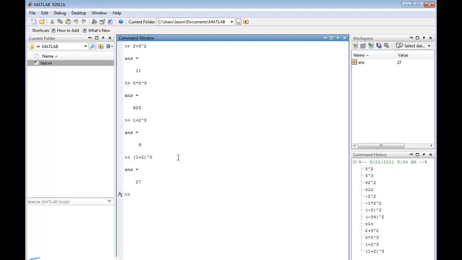Anytime you're typing in long calculations, if you know that you want something done first, you need to wrap it in parentheses.